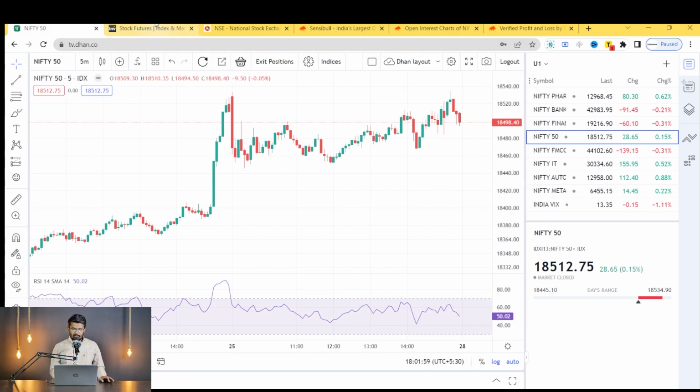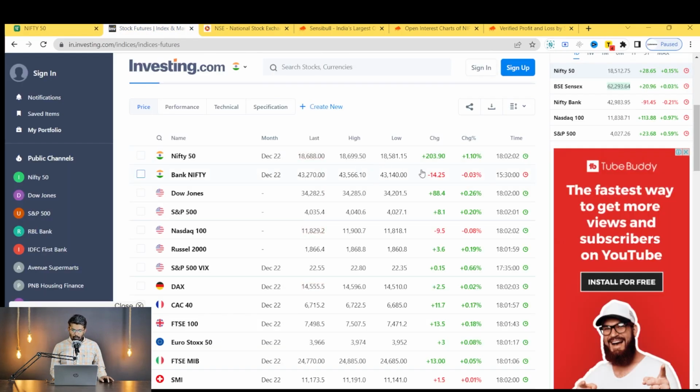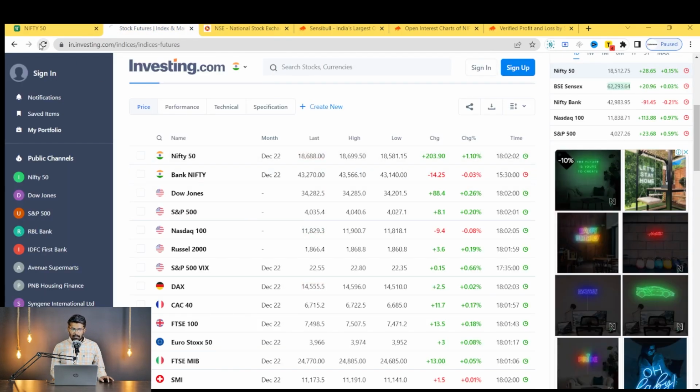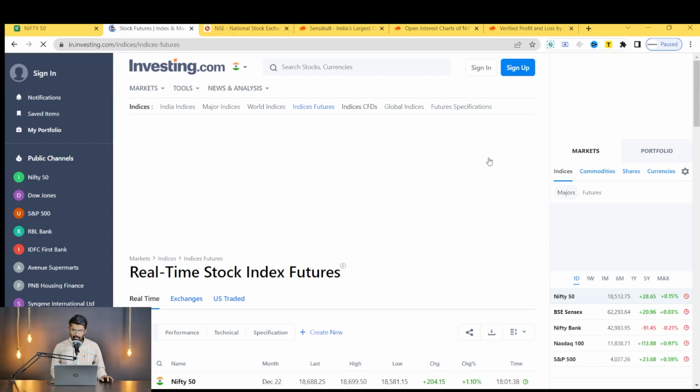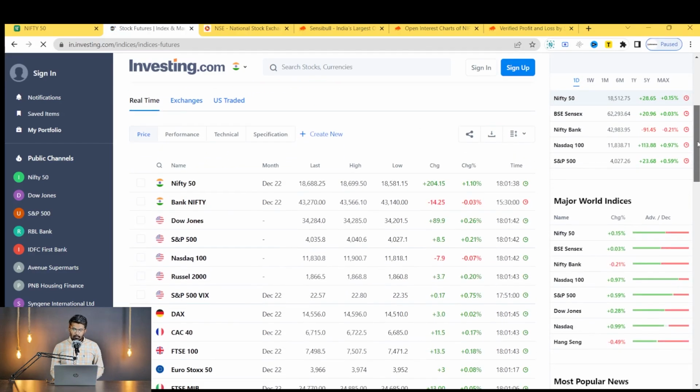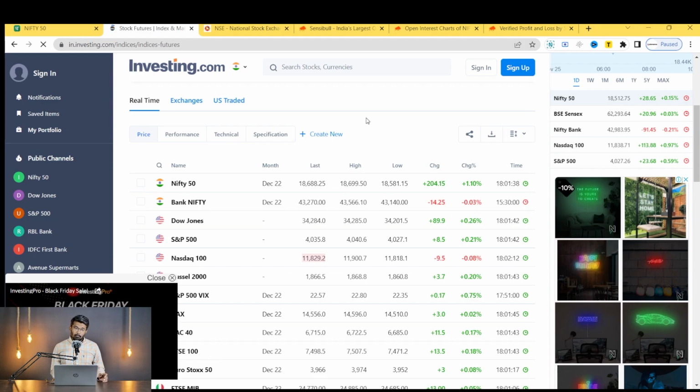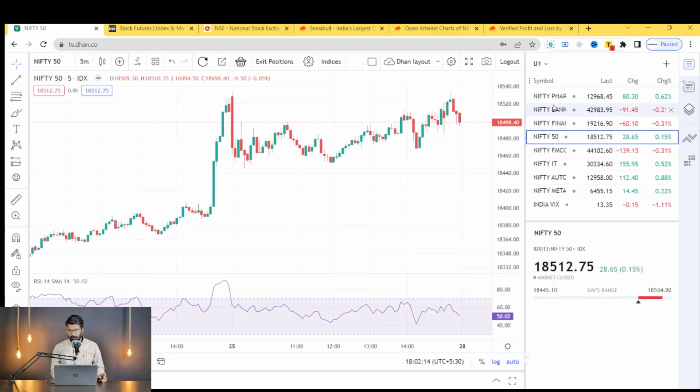And US markets are also looking bullish. Maybe we will gap up on Monday, maybe 150 points gap up on Monday. Let us see how things pan out. So far so good.